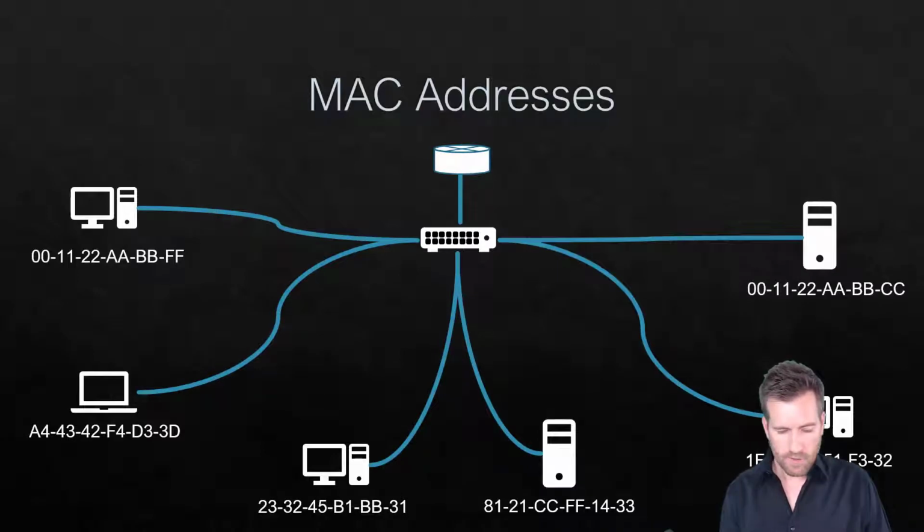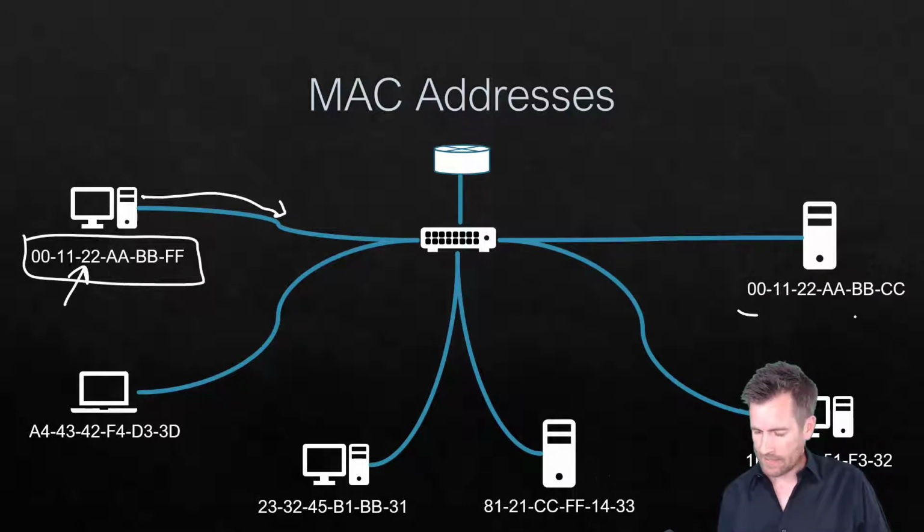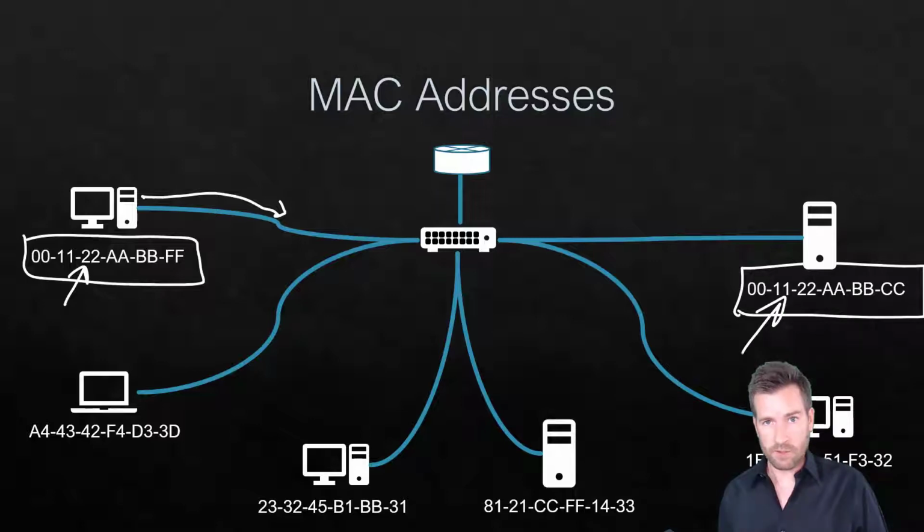So a MAC address is 6 octets long. Here are a few different examples of that. And as a frame gets built and sent out of the network interface card, it will add the source and destination MAC address. It'll actually add the destination MAC address first to the frame, then it'll add the source MAC address.